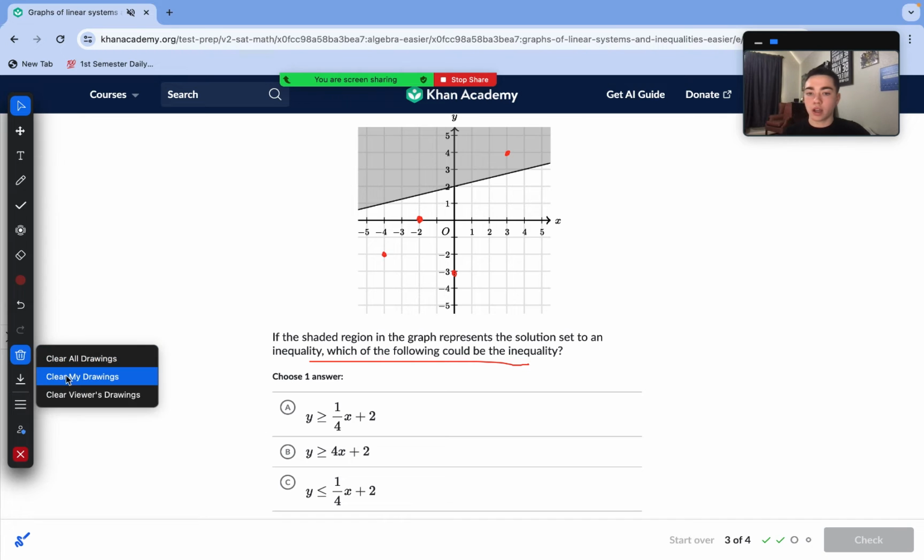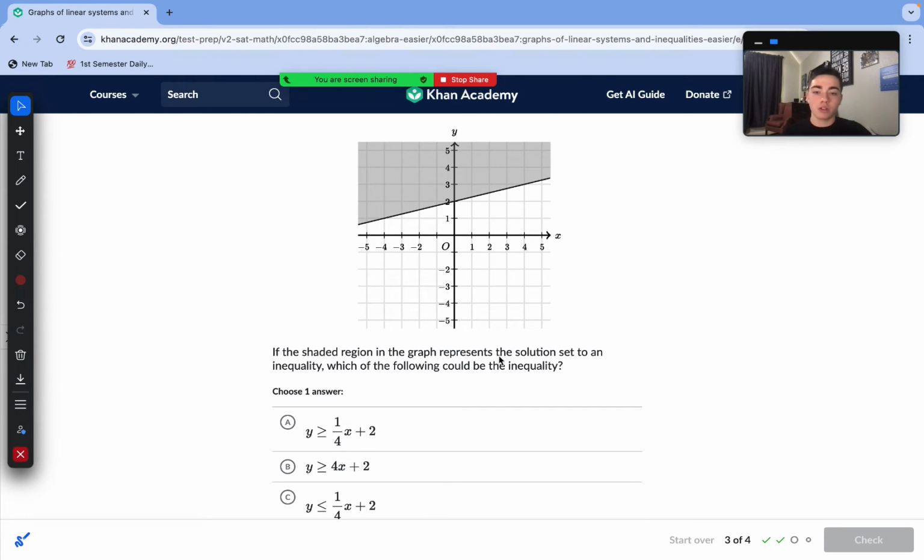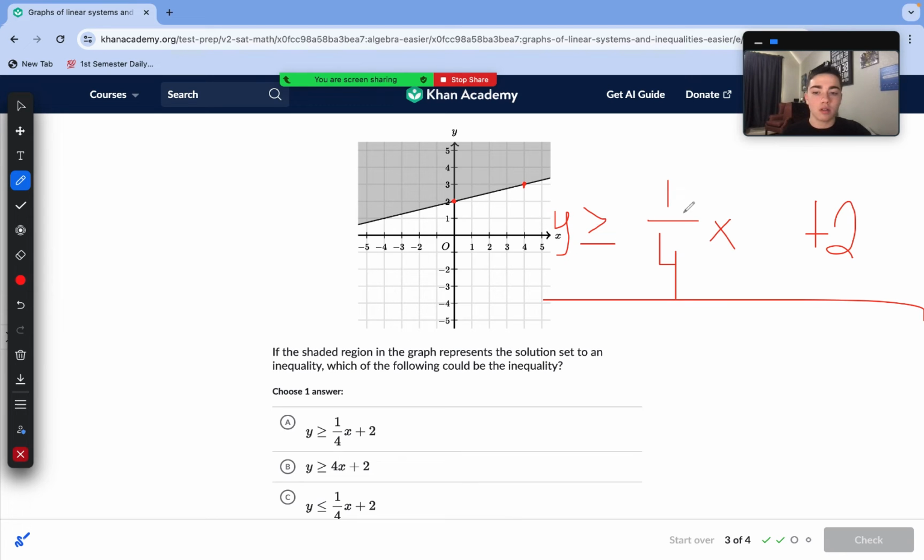On to our third question here. If the shaded region represents a solution set, which of the following could be the inequality? So we're going to be going from the graph and writing our equation from this. We can see we have a y-intercept at positive 2. We have a rise over run of up 1 unit across 4 units, which means our slope is 1 over 4x. And then our inequality sign, we have a solid line, which means it's less than or equal to or greater than or equal to. And because we are shading up, it is greater than or equal to, meaning our full equation is y is greater than or equal to 1 over 4x plus 2, matching answer choice A.